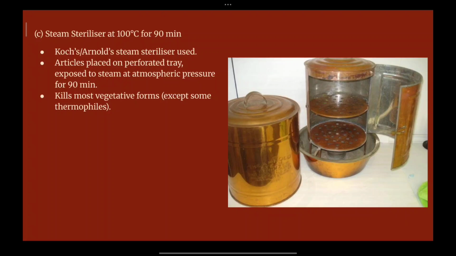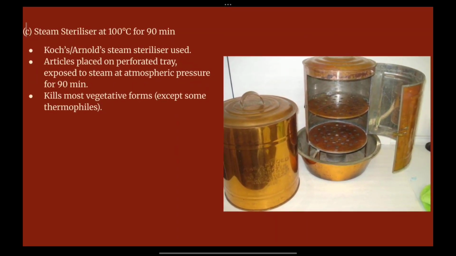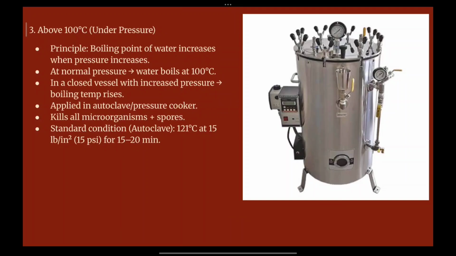The articles are placed on the perforated trays that you can see here in the image, one below the other, on the hold plates over there. So the steam penetrates through these perforated trays at atmospheric pressure for 90 minutes. Once the steam is inside, the vegetative forms are going to be killed, except for thermophiles, because thermophiles can survive at 100 degrees Celsius.